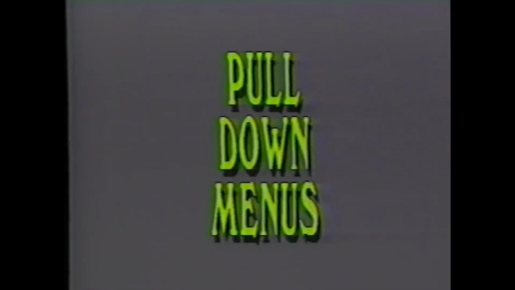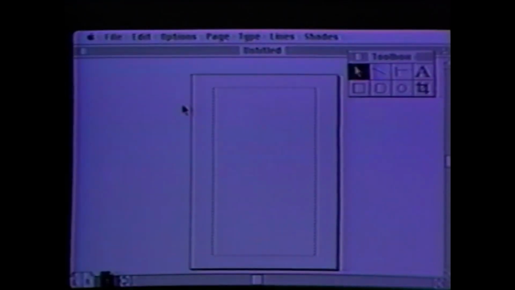Now let's take a look at the pull-down menus. This next screen is your desktop with your sheet of paper lying on it. At the top of the screen, you'll see a series of pull-down menus. This is typical of Macintosh software and what makes it so simple to use.